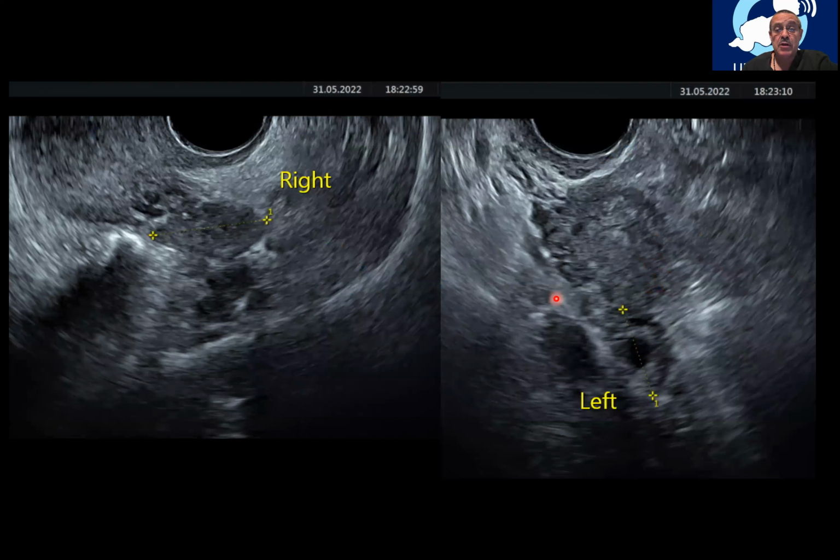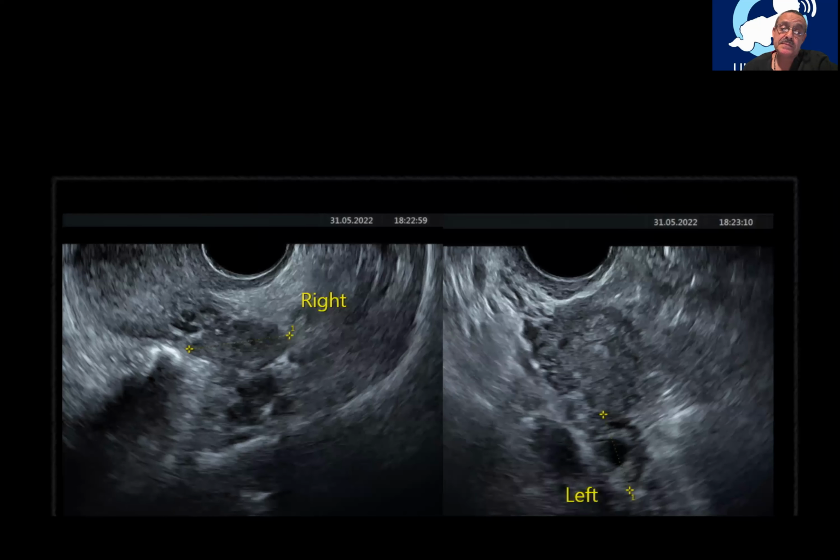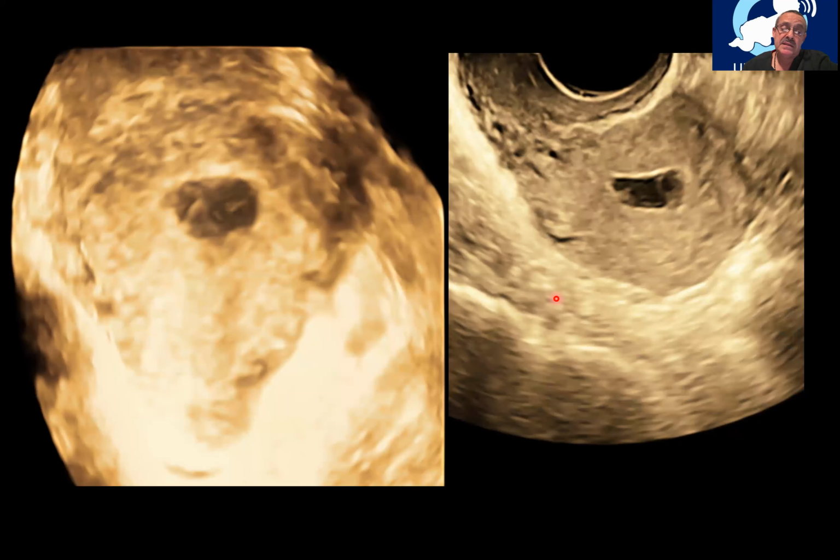And those are the ovaries, right and left ovary, normal. The rendered reconstruction of that collection, a nice picture of that collection.